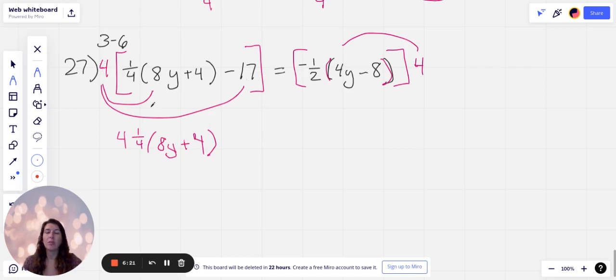Times 4, or minus 4 times 17, which is 68. Okay. And that's going to be 4 times 1/2, which is 4 divided by 2 is 2. So we're going to call this negative 2. 4 times negative 1/2 is negative 2. And we're going to multiply that by 4y minus 8.